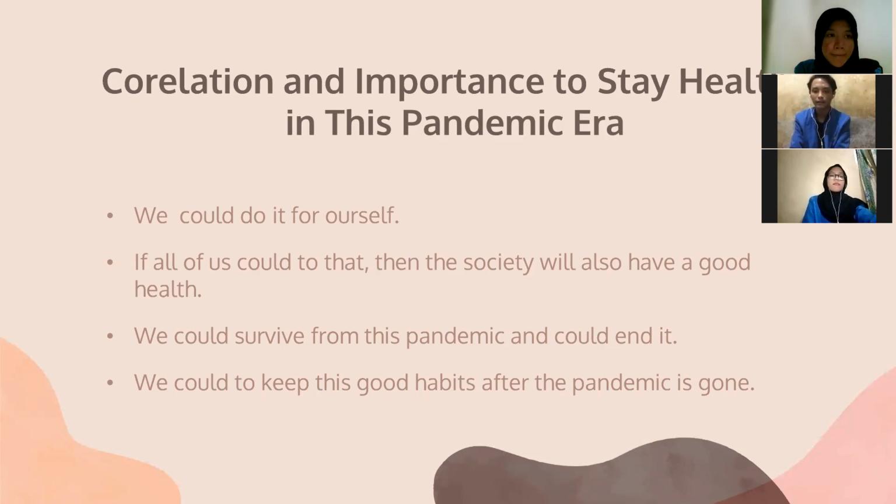mindset. We could do it for ourselves. The first thing is we have to do it for ourselves. If we can do it for ourselves, it can help other people to do that. And if all of us could do that, even the society will have good health. This is the important thing. From ourselves, we could help the society. If everyone has the same mindset, we have to do it for ourselves, then everyone will do the same. That's one of the ways.